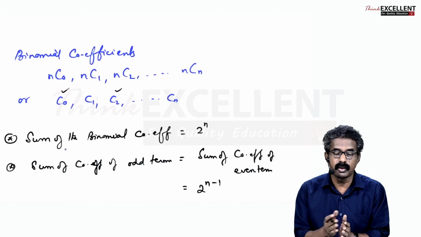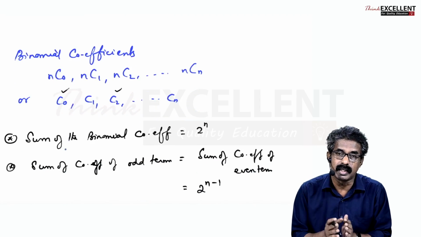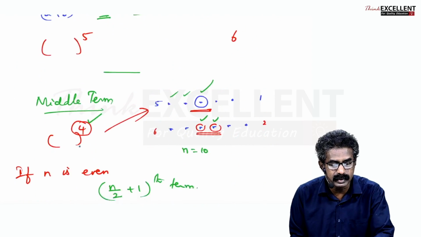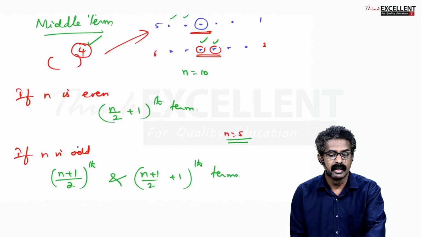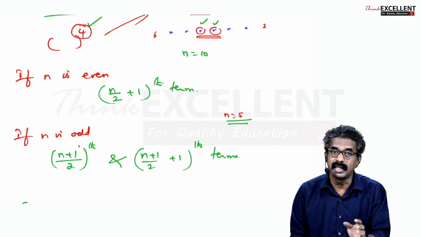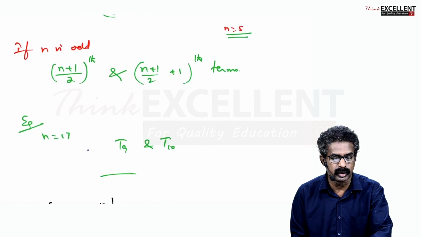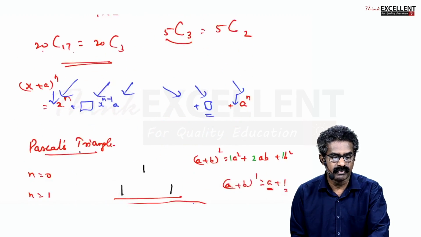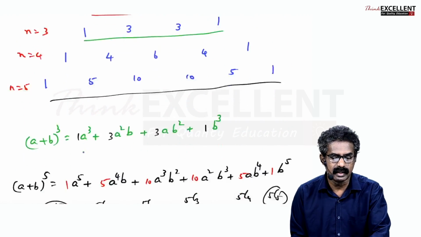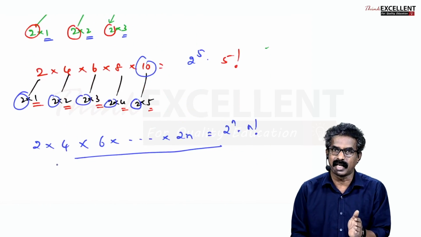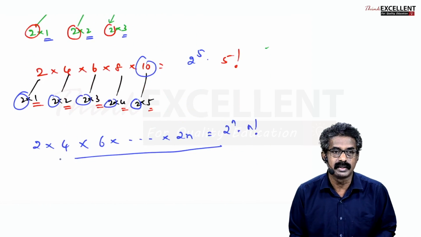Then odd terms coefficients, even terms coefficients are equal and each total is equal to 2 raised to n minus 1. Then middle term, very important, two formulas, depends on n is odd or n is even. If n is even, only one middle term. If n is odd, two middle terms. And how to find the position, that you remember. Then finally, this Pascal's triangle that you know. Then finally, 2 into 4 into 6 into etc. up to 2n can be written as 2 raised to n into n factorial.